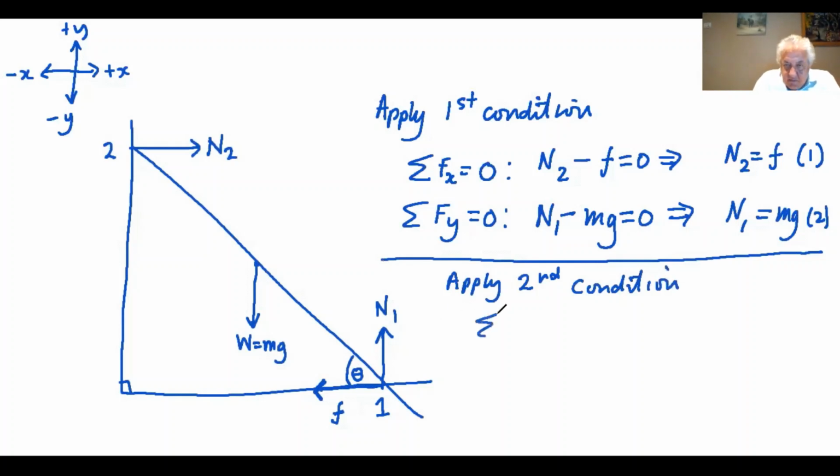So I need the sum of the anti-clockwise or clockwise torques, the sum of the clockwise torques. Now, in order to determine the torques, I need to draw the lines of action of the forces, and I need to choose the axis of rotation. The first job then is to choose the axis of rotation.